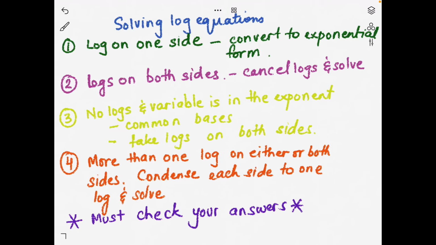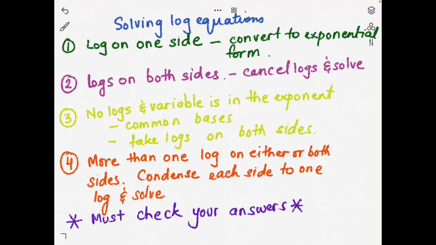So these are a few steps that I wrote down. I want you to copy them on a separate sheet of paper so that they help you when you're solving log equations, because you will need them for both lessons 3 and 4. So solving log equations. When you get a log on one side of an equation, you always convert to exponential form and solve. For number 2, logs on both sides. If you have logs on either side of your equal sign, you can cancel the log and solve the equation as you normally would. If they're quadratics, you'll solve by factoring. If they're linear, you'll solve by isolating the variable, and so on.